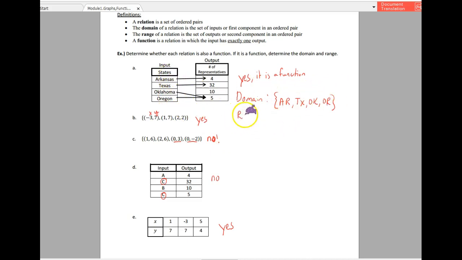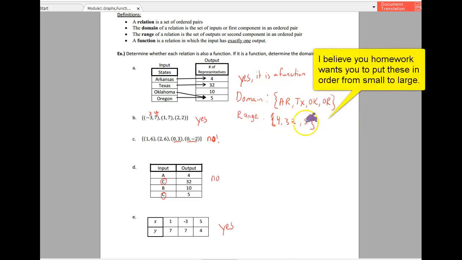The range is going to be the set of outputs. And it's only going to be the values that I actually use. So 4, 32. I didn't ever use 10. It's not part of my range. 5. Okay, so there's my set of inputs, my set of outputs, the domain and range.